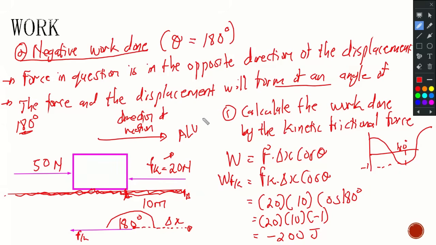Fk will always, for Fk, you'll always have to use theta equals 180 degrees. When calculating the work done by frictional force, you will always have to use theta as 180 degrees. Why? Because Fk will always oppose the motion of an object, right?